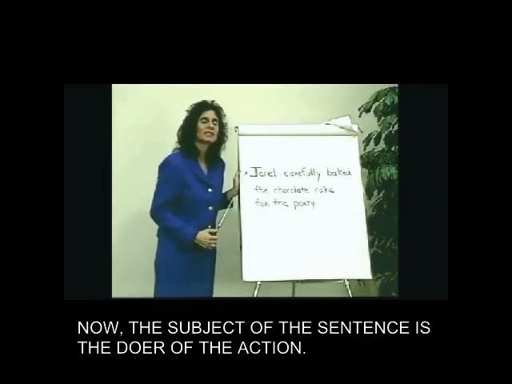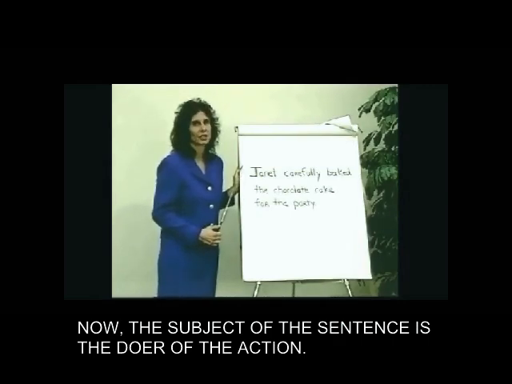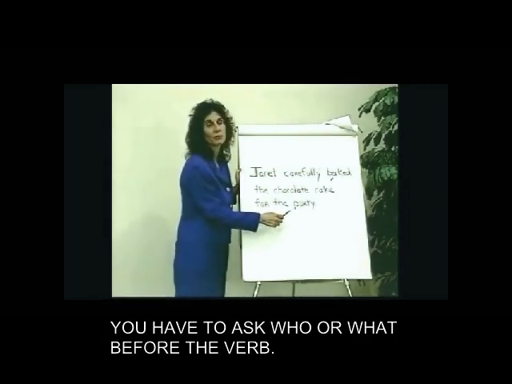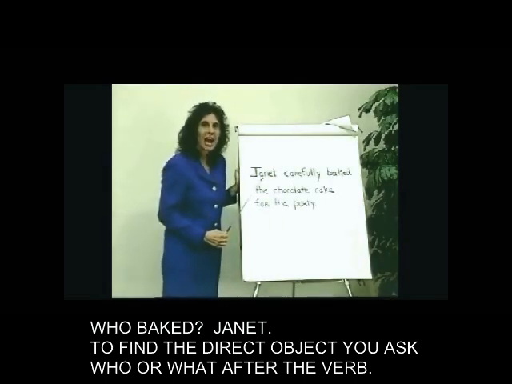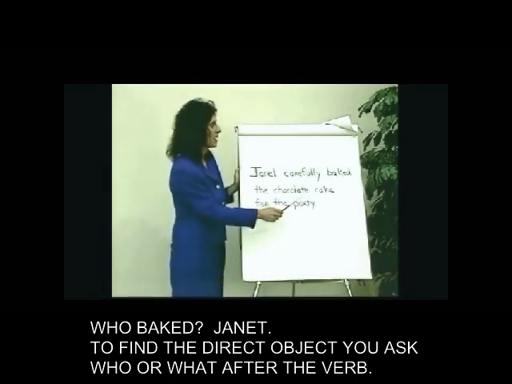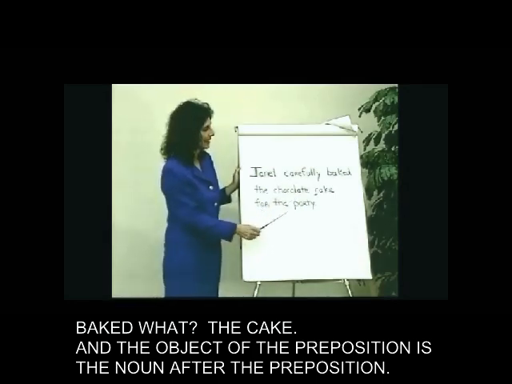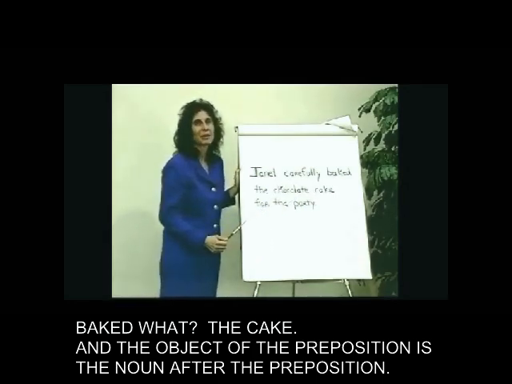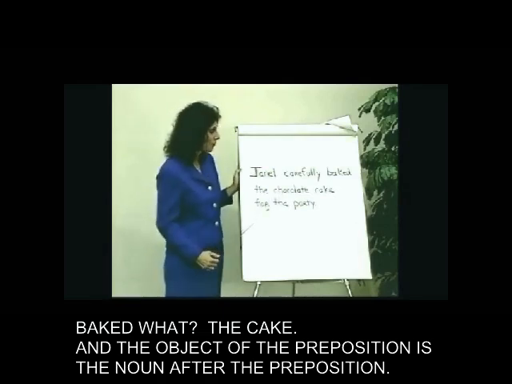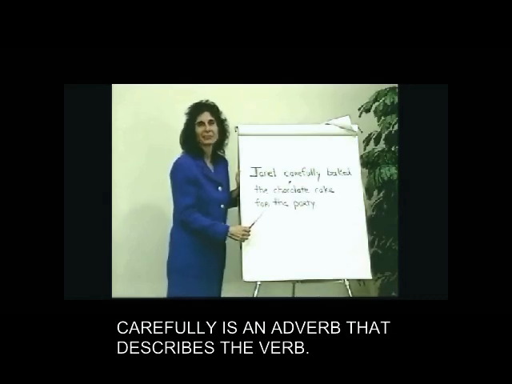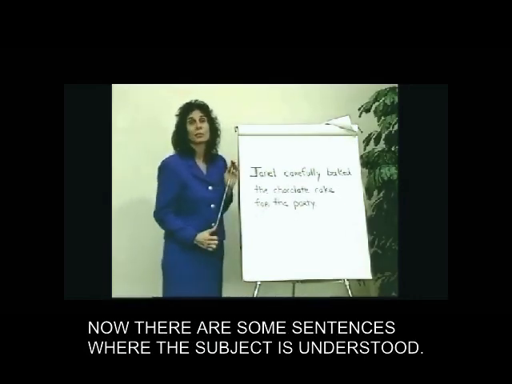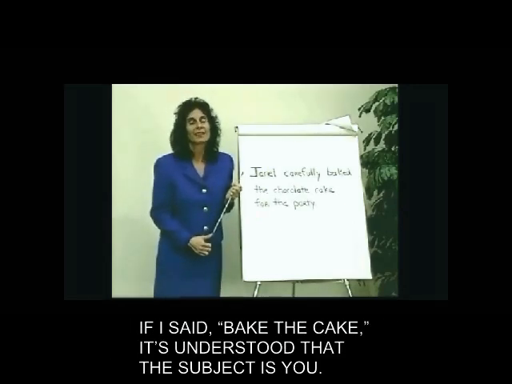Now, the subject of the sentence is the doer of the action. You have to ask who or what before the verb. Who baked? Janet. To find the direct object, you ask who or what after the verb. Baked what? The cake. And the object of the preposition is the noun after the preposition. For what? For the party. And what's carefully? Well, carefully is an adverb. It describes the verb. Now, there are some sentences where the subject is understood. If I said bake the cake, it's understood the subject is you.